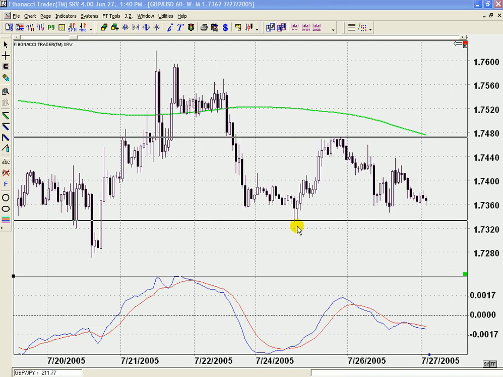Now here's our intra-week low. When I say intra-week, it is a stronger reference point if the low or the high is within the same week, the actual same trading week. But when I say intra-week, I also mean within the last five to seven trading days.